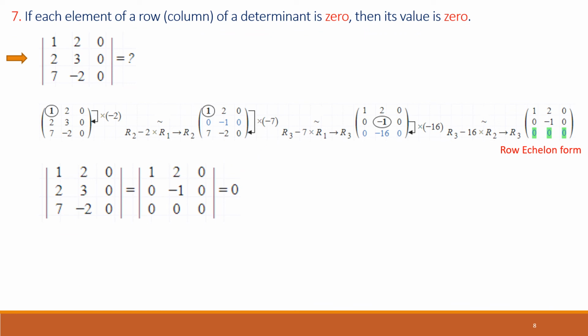Property 7. If each element of a row or column of a determinant is 0, then its value is 0. For example, in this determinant, all the values of the third column are equal to 0. So if we try to find the determinant of this matrix by using row echelon form, we will get the answer equal to 0.